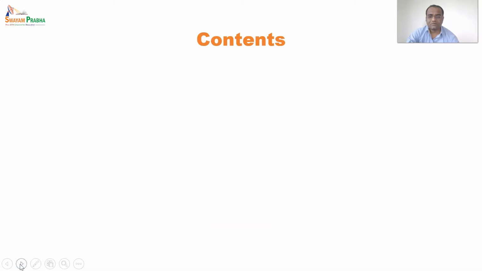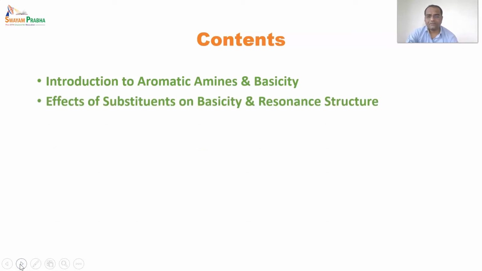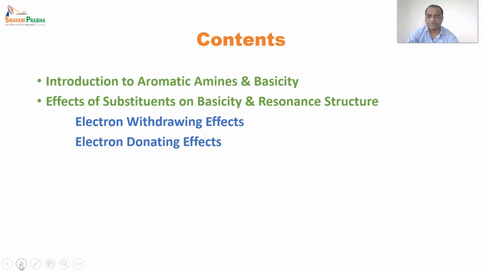So let's see the contents of this session. Firstly, we will see an introduction to aromatic amines and the basicity of aromatic amines. After that, we will see the effects of substituents on basicity and some resonance structures. There are two types of effects: one is the electron withdrawing effect and the second is the electron donating effect.